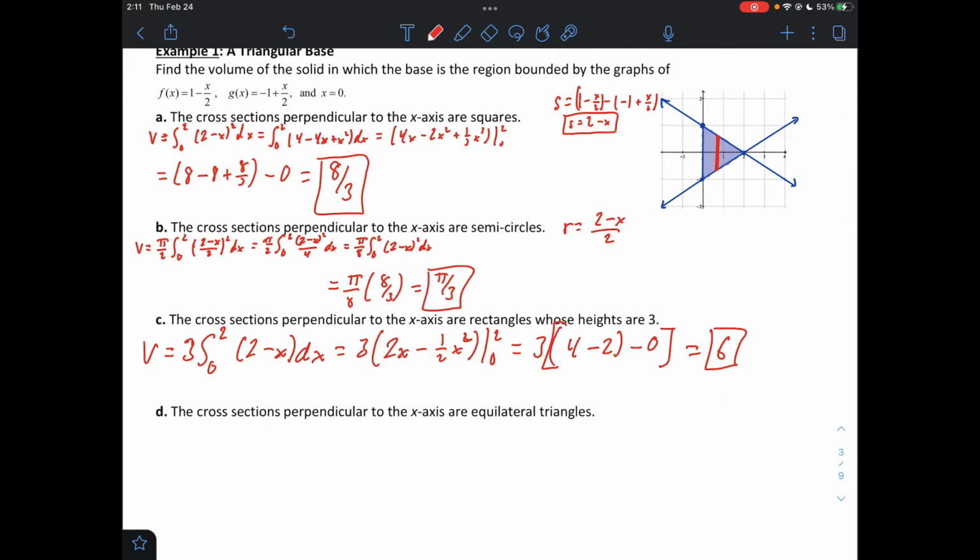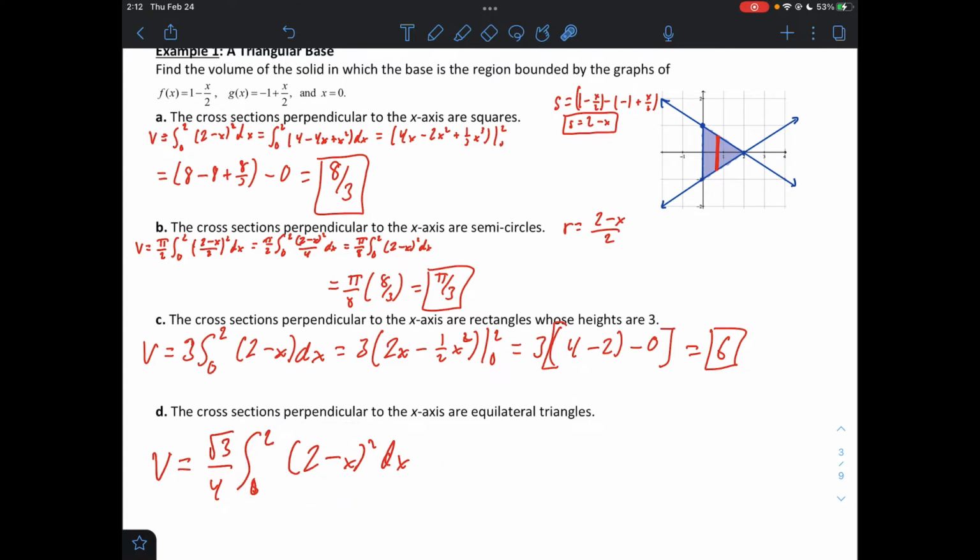And finally, we have equilateral triangles. So for equilateral triangles, we need to know the length of one side. We already have that. It's right there, 2 minus x. So the equilateral triangle formula that we should remember, hopefully from geometry, is root 3 over 4 times s squared. So our volume here is going to be root 3 over 4 times s squared dx. And once again, we already know this.